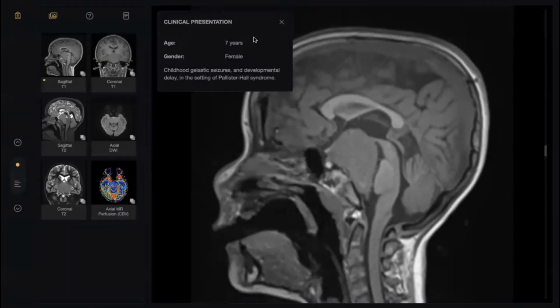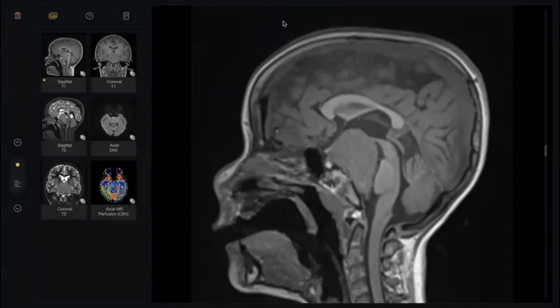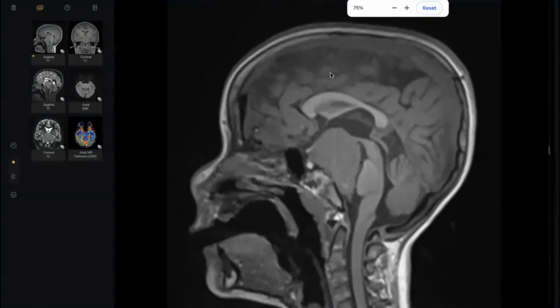This is a 7-year-old female patient presented with childhood gelastic seizures and developmental delay. I've been provided with sagittal cuts for MRI of a child's brain. This is T1. I will have a look.